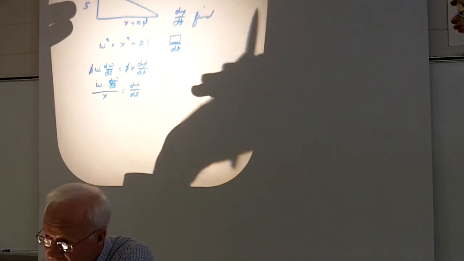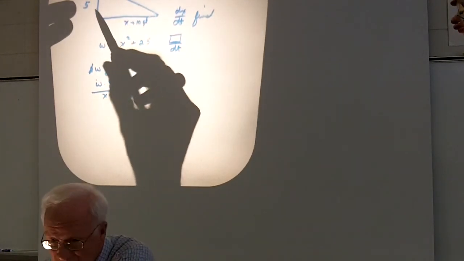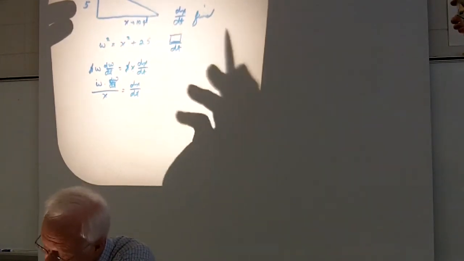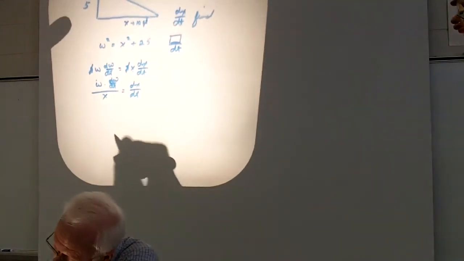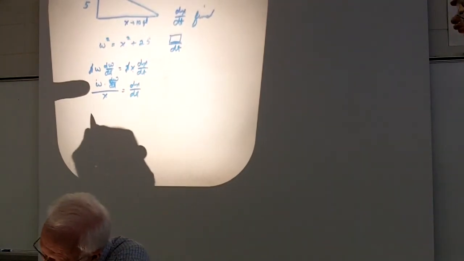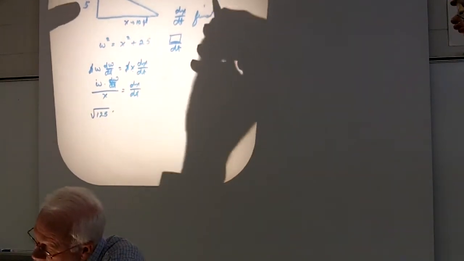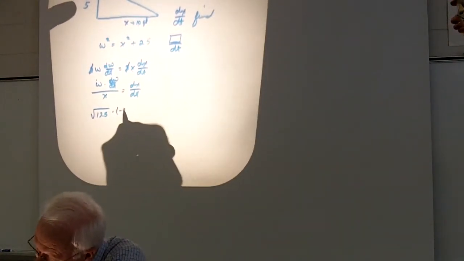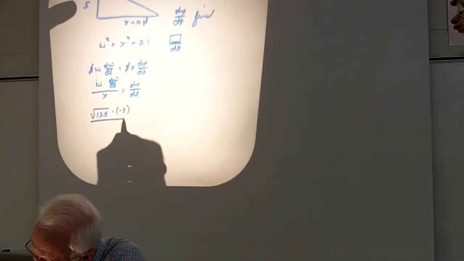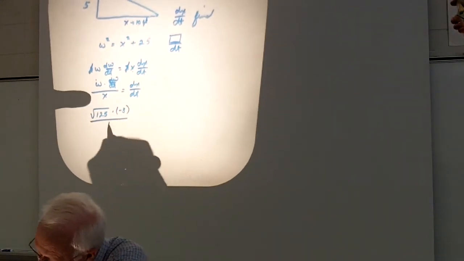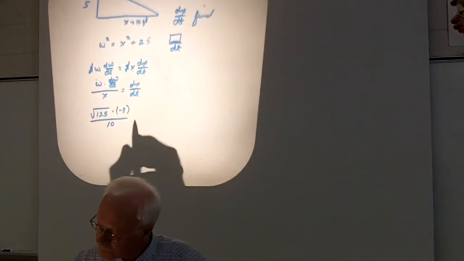Any questions? This side squared is 100, this side squared is 25, so I have this. Okay? So w is the square root of 125 times negative 3 feet per second all over x, which is 10. There's your answer.